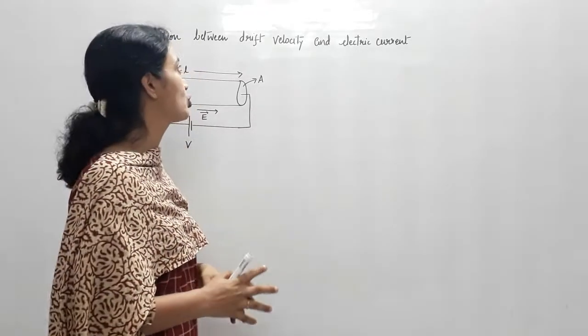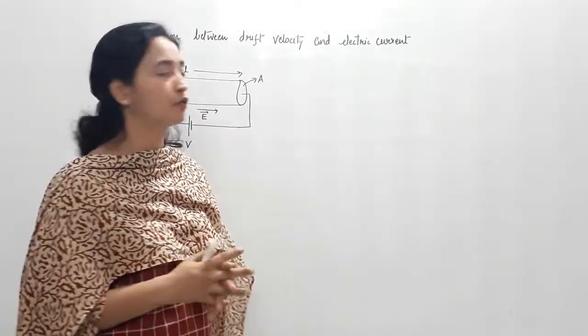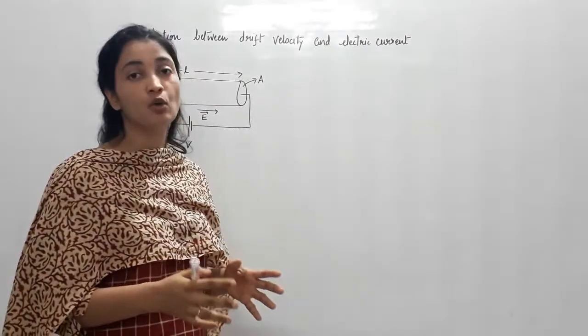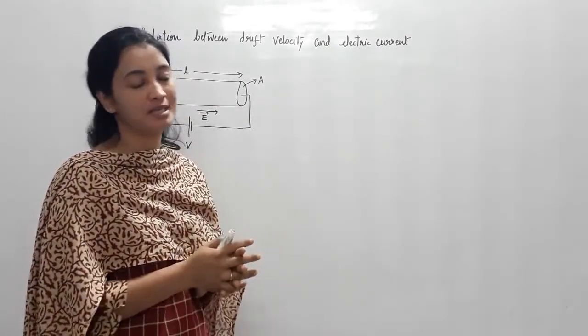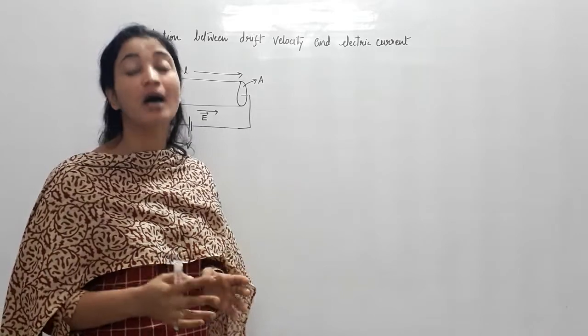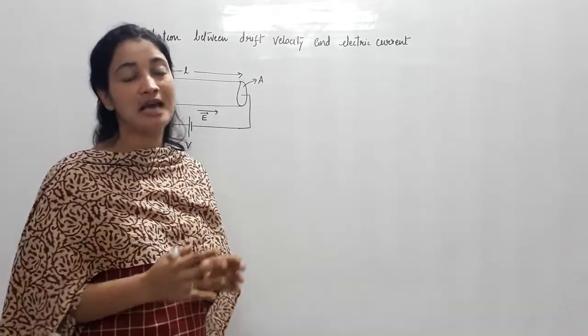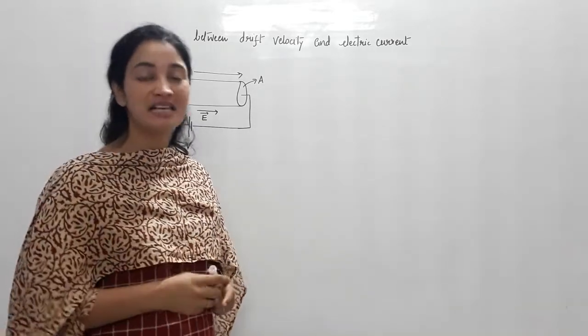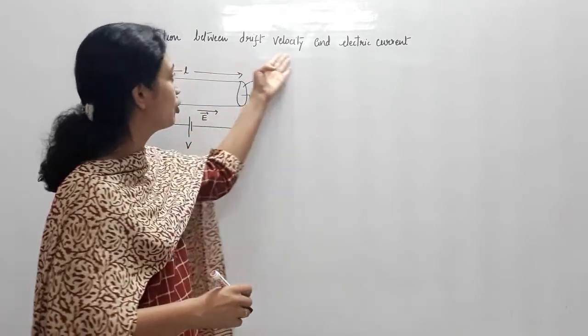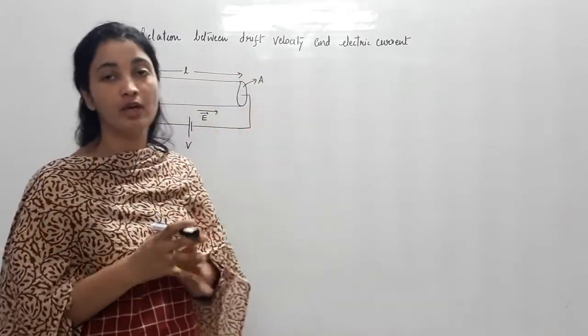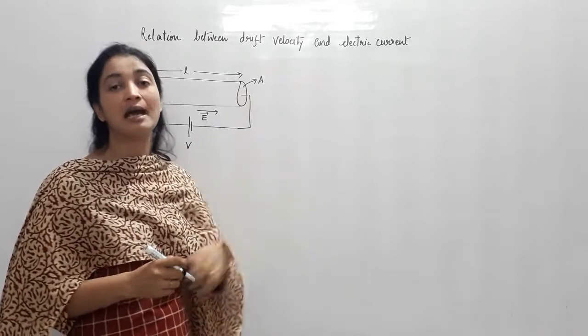In the previous episodes we have studied what drift velocity is. What is its value? It's about 10 to the power minus 4 meters per second, very small compared to the average thermal velocities at room temperature, which is 10 to the power 6 meters per second. Anyway, we studied these things. Now we want to establish the relation between drift velocity and electric current.